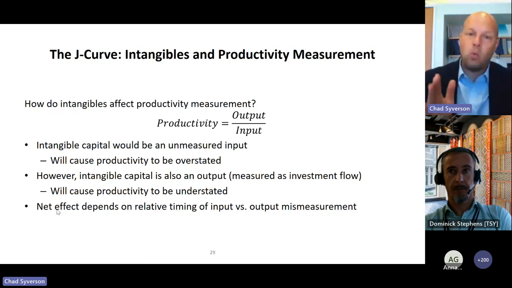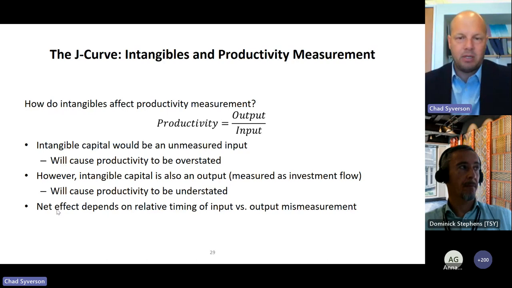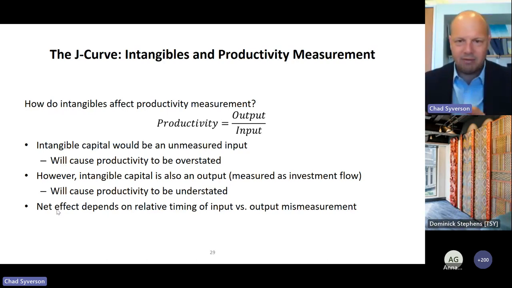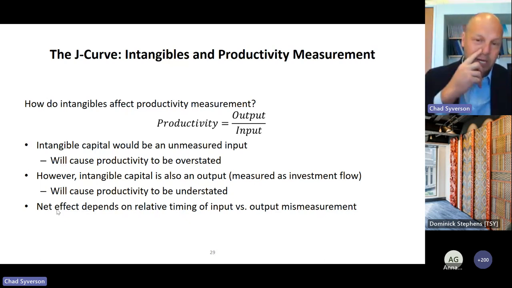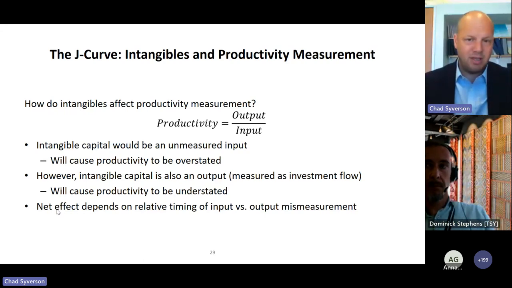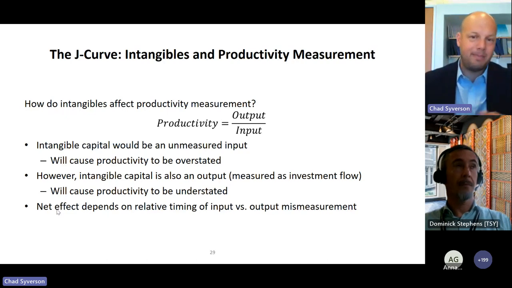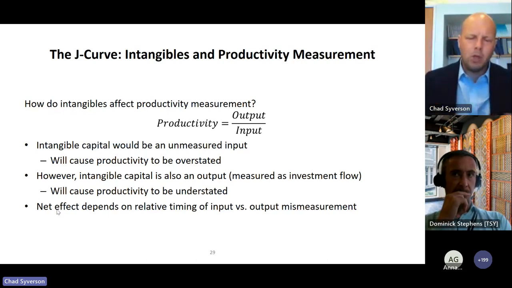But what's often forgotten is that when intangible capital is made, it's actually an output. We count any tangible capital, that is buildings, machinery, et cetera, as an output when it's made. So if you're making, as an economy, a bunch of intangible capital, but you're not measuring it, you're understating productivity because output is being understated. So there's a mismeasurement problem that intangible capital creates both in the denominator and the numerator of productivity. And so whether you're overstating or understating productivity depends on the relative overstatement or understatement of output versus inputs. Okay, so that's the basic idea of how intangibles affect productivity measurement.